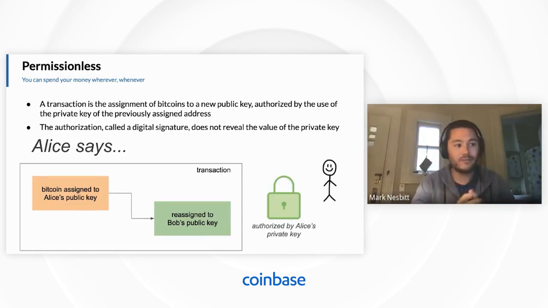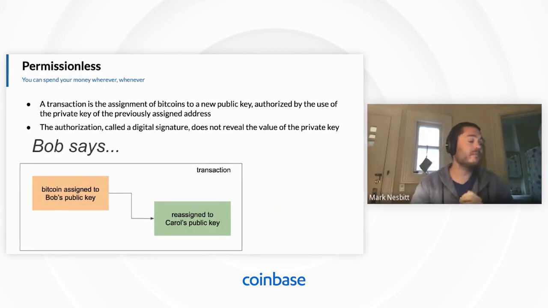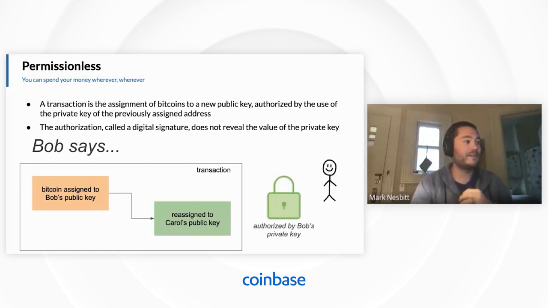Notice that this doesn't reveal the value of the private key. So she can do this many times, and no one else can do it. Only she can. And that is a transaction to Bob. And Bob likewise can do the same thing. Now that he's got these Bitcoins, they're assigned to his public key, he can get a public key from Carol, create this data blob where he's assigning it to Carol, and he can sign it with the private key associated with the public key in the orange box.